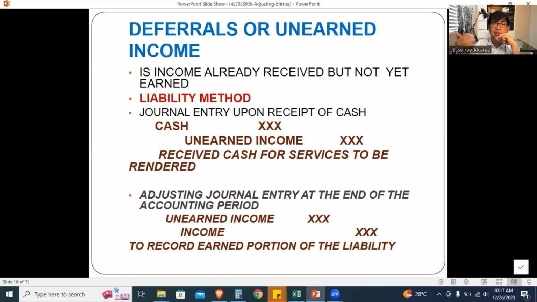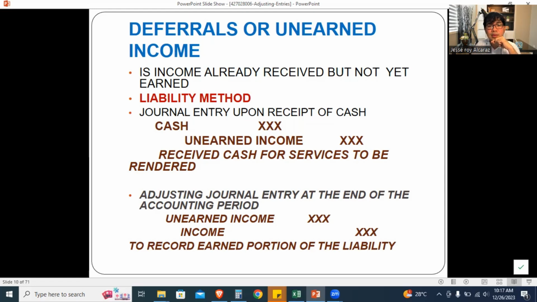Ang customer nato, ang client nato, ang nagbayad in advance. So pag magbayad gani in advance, that is not a revenue. That is not an income. That is actually a liability. Okay? Liability siya because nakadawat tag cash. Pero wala pa nato na render ang service or wala pa nato na deliver ang goods. We have to render the service and deliver the goods in a future date before we record it as revenue or income.